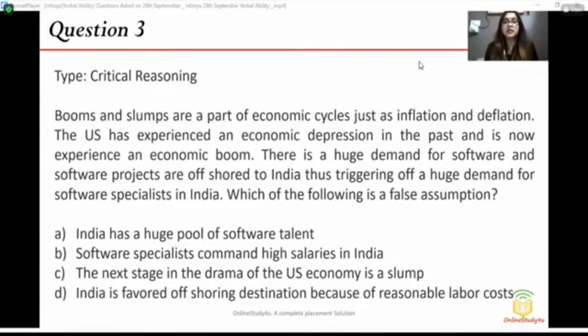India is favored offshoring destination. Why? Because of reasonable labor costs. Now that also to a certain extent makes sense, that because your labor costs are, you know, very cheap and they're good out here, which is why it's being outsourced here. Had this been an expensive option, people would not have considered it. And if you see option D, in a way contradicts with option B, reasonable labor costs and command high salaries. So they're both contradicting, but logically they cannot command high salaries, or they should not be commanding high salaries according to this particular passage, because that is why a lot of work is being offshored or outsourced to us. So an invalid assumption or a false assumption out here is option B. Okay.